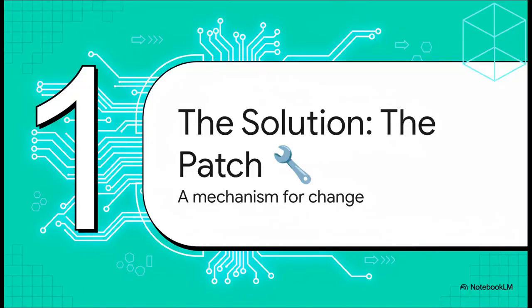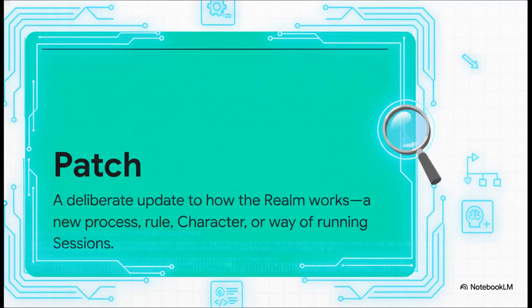So how do you fight back against drift? Well, the Realm framework has this incredibly elegant solution, and it's borrowed straight from the worlds of software development and gaming. It's called the patch. This is your dedicated tool, your mechanism for making intentional, controlled changes. So what in the world is a patch? To put it simply, it's any deliberate update to how your system, your realm, operates. This could be anything. It could be a brand new process, a new rule you want to implement, a totally new AI agent, or even just a new way of running your daily meetings.